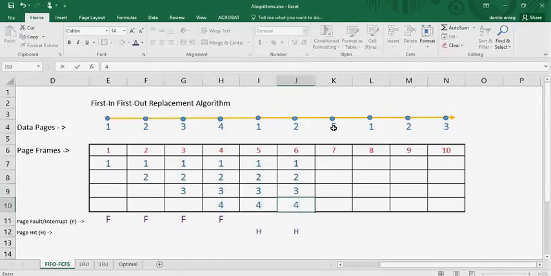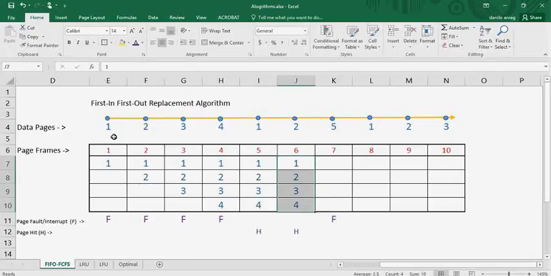The next data page that will be called is 5. As you can see, 5 is not currently in the RAM, so that would result in a page fault. We're going to put an F there, and then we're going to find out, based on the algorithm's nomenclature, first in, first out. So we're going to look from left to right, and that's the reason why I have this yellow arrow line pointing from left to right. So we look from left to right at the contents of the current page frame.